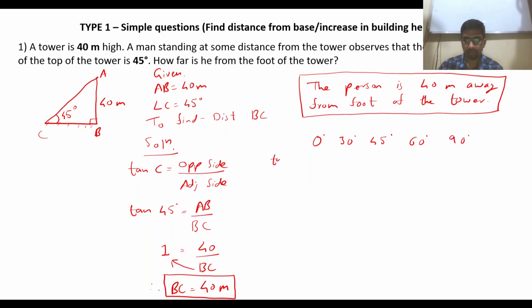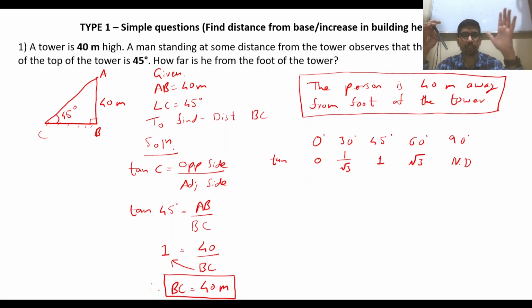This is tan. Tan 0 is 0. Tan 30 is 1 upon root 3. Tan 45 is 1. Tan 60 is root 3. And tan 90 is not defined. So how to learn this table? I'll teach only for tan for now. For trigonometry, I'll teach all the tables, sine, cos, tan.